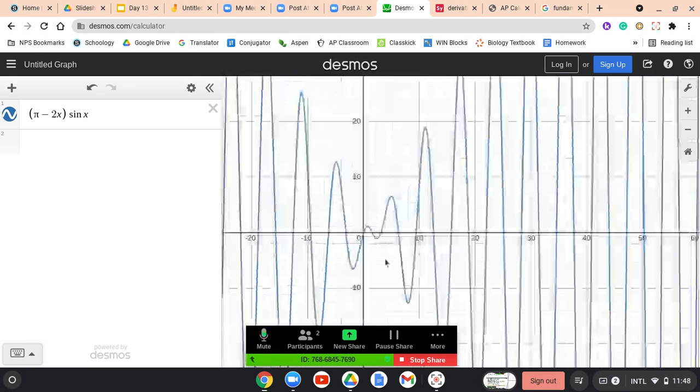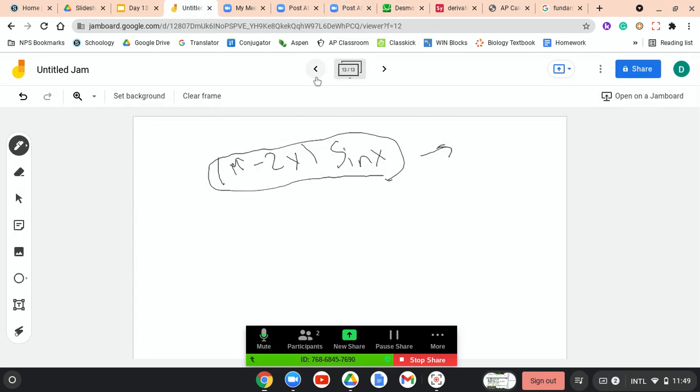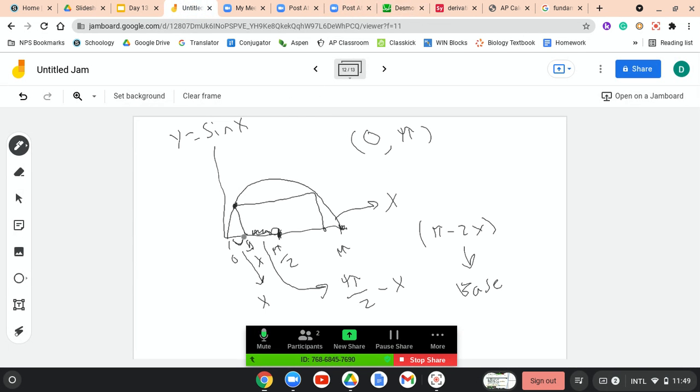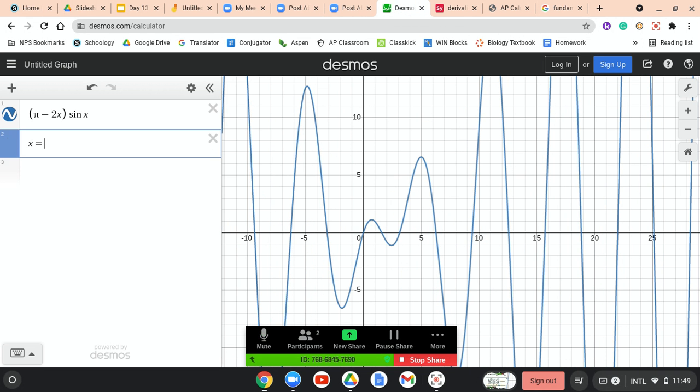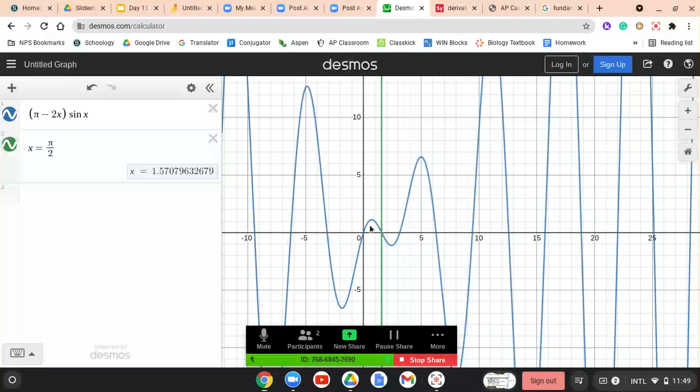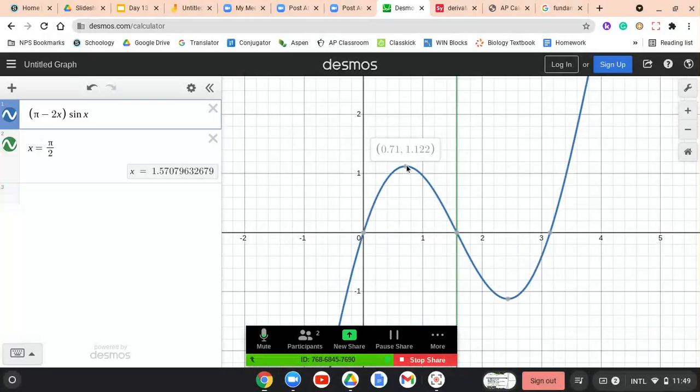Okay, so it looks like there's no maximum. But remember, we're only looking at x-coordinates between 0 and pi, right? Actually, take it back, our x value has to be between 0 and pi over 2. You agree with that? So we're just looking for the largest value between 0 and pi over 2. So let me put x equals pi over 2. Largest value occurs here at 0.71. So that's the x value that's going to give us the largest area.